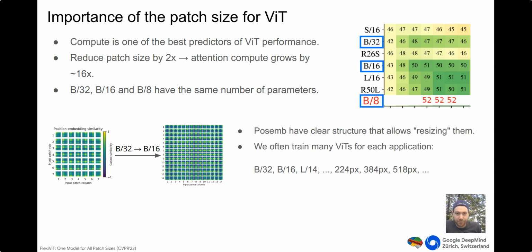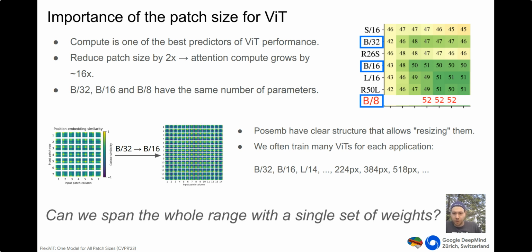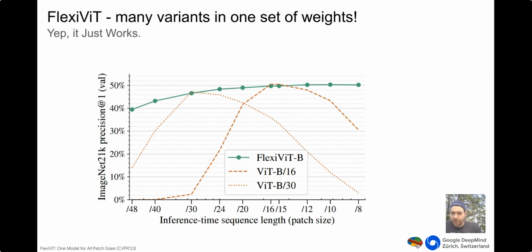And finally, we noticed over time that for any setting where we use ViTs, we usually train a whole family of them. Like we train with B/32, with B/16, with L/14. We train at different resolutions like 224, 384, 518, and so on. So over time, we started wondering, could we potentially span the whole range of this quality performance trade-off with a single model with a single set of weights? And the answer turns out to be yes, we can. It works, and it's actually quite simple. And it's the reason I'm here, which is FlexiViT. I'm first going to show the key result and then how to get there.